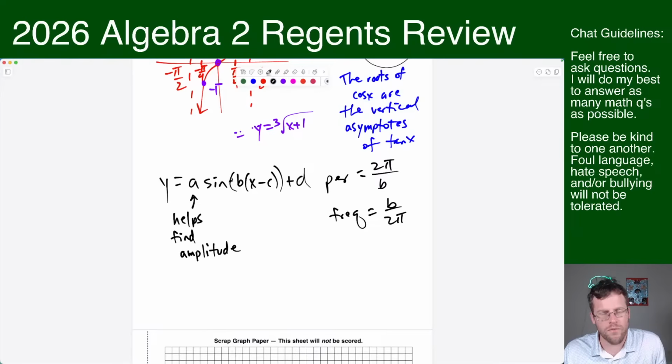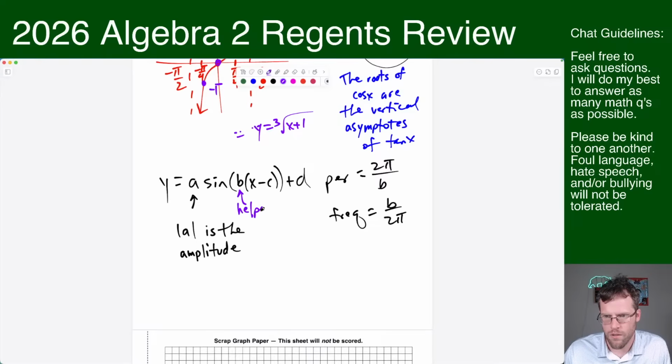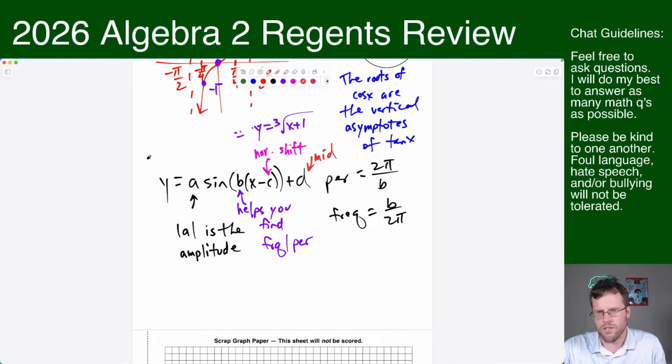Okay, the absolute value of a tells you the amplitude. So how about I say that instead? Absolute value of a is the amplitude. B helps you find frequency and period. This is the horizontal shift. And this one is the midline. If we just explore that one a little bit, hopefully I can help you understand it.